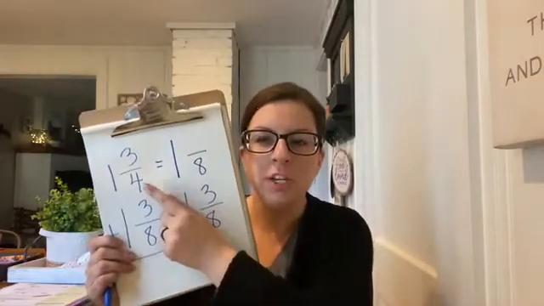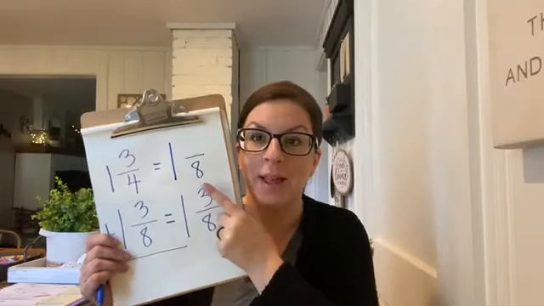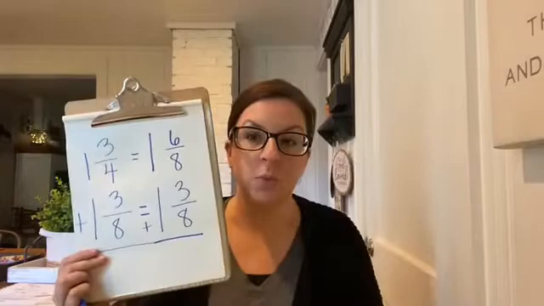So what do I do to 4 to get 8? Multiply it by 2. So I'm going to do the same thing with the 3. 3 times 2 is 6. So now we can add these together. 1 6/8 plus 1 3/8. Okay, so remember, we add the fractions first. 6/8 plus 3/8 is 9/8.